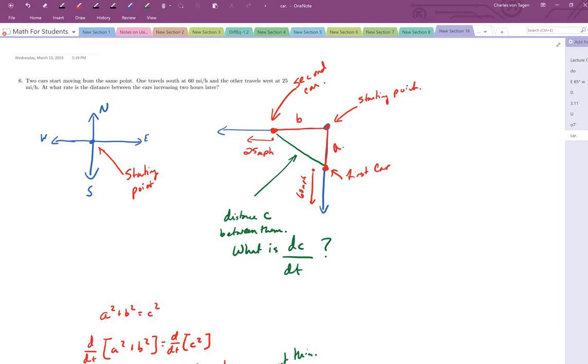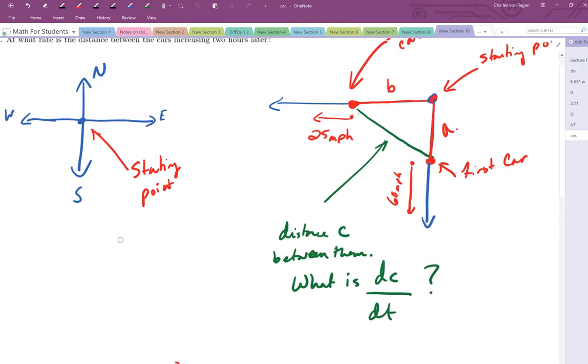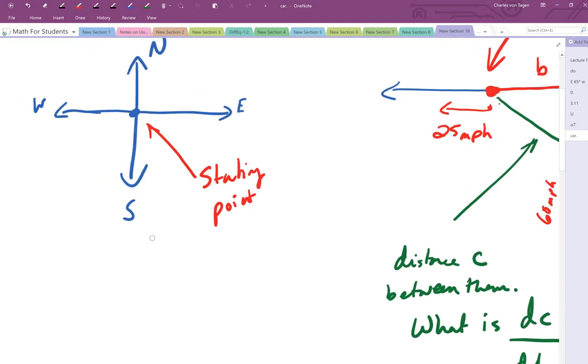Okay, so let's go ahead and take a look at this problem. Here we have two cars. They start at the same point. One's traveling 60 miles per hour to the south, whereas the other one is traveling west at 25 miles per hour. Okay. So I went ahead and gave us a little compass. What's going on? We have the first car heading south at its rate, and the next car is heading to the west at its rate.